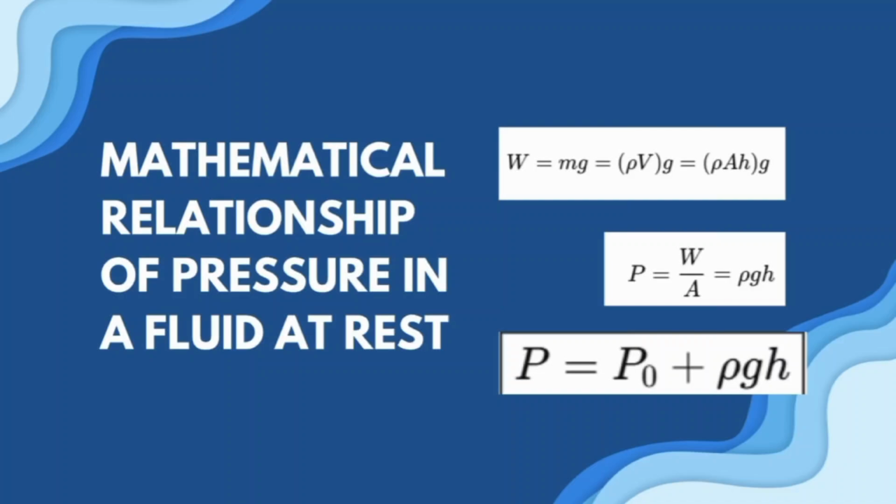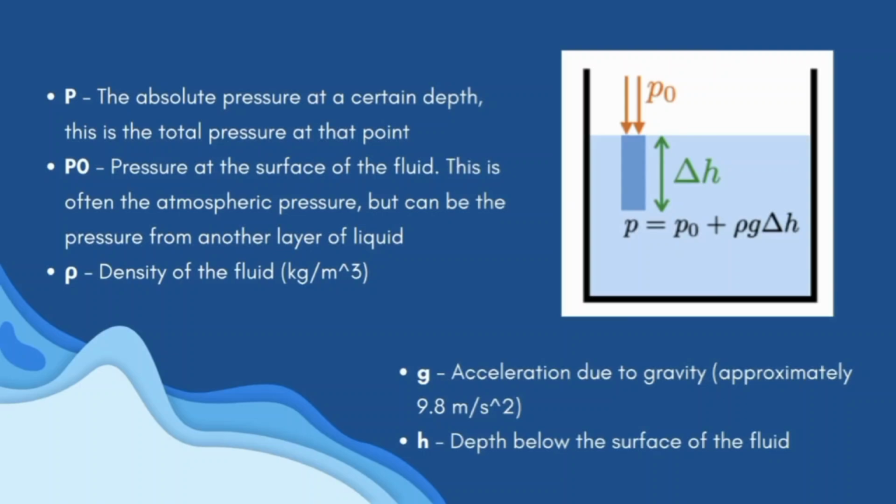However, the fluid is also under atmospheric pressure at the surface, P0. Thus, the total pressure at depth H is P equal to P0 plus rho gH. This equation shows that pressure increases with both depth and fluid density. In the formula, P is equal to P0 plus rho gH.